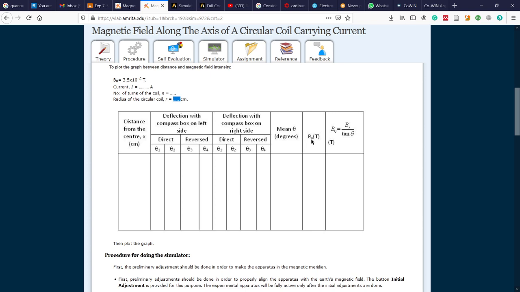Similarly, in my modification the Bx has been distributed in two parts: one for minus x, another for plus x. I will show you shortly. And this Bx is calculated from tan theta. So this is one way, and I will describe this way today to calculate the Bx values.